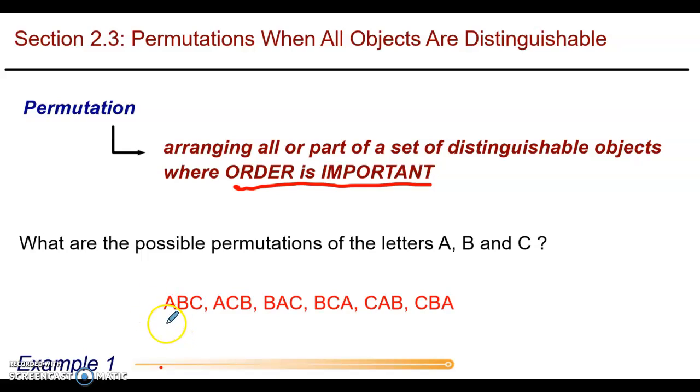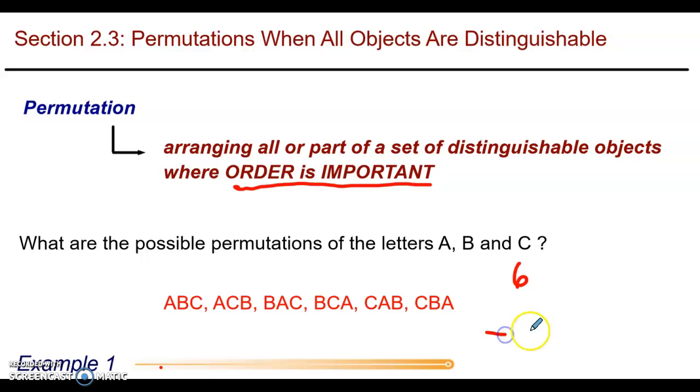So just writing down the possibilities, we can have ABC, ACB, BAC, BCA, CAB, and CBA. So the order does matter. We can see just by listing those that there are 1, 2, 3, 4, 5, 6 possible permutations to arrange A, B, C.